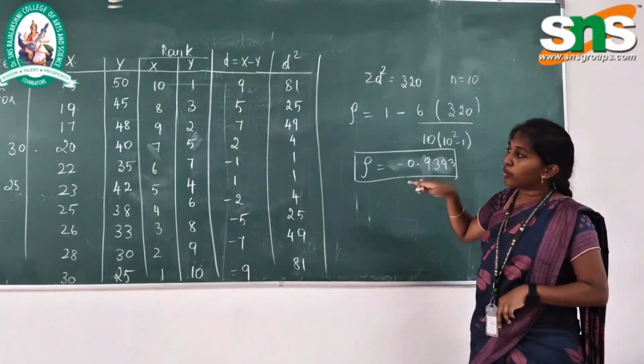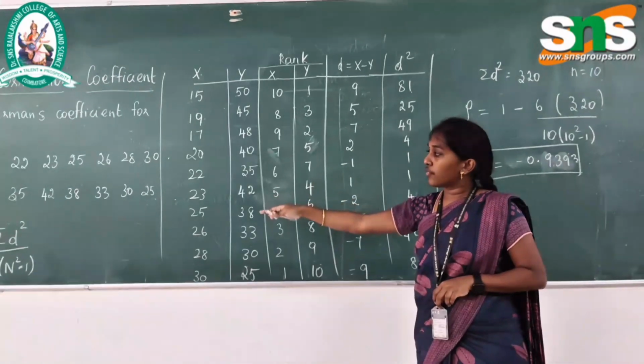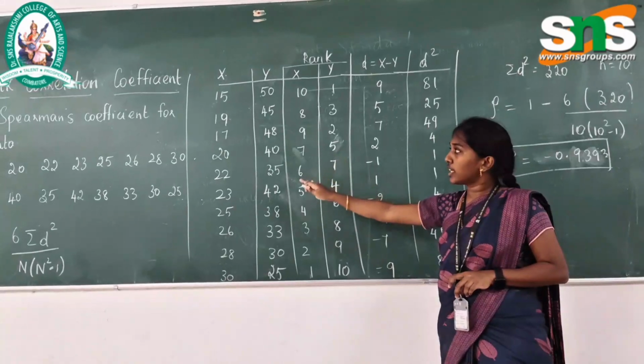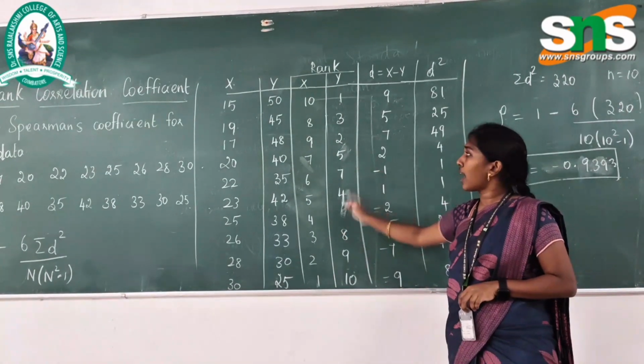On the whole, in this problem we conclude that there are two sets of data given. First we defined the formula for this. Next we calculated the rank for the two data sets given in the question, that is the x variable as well as the y variable. We defined the rank for those.